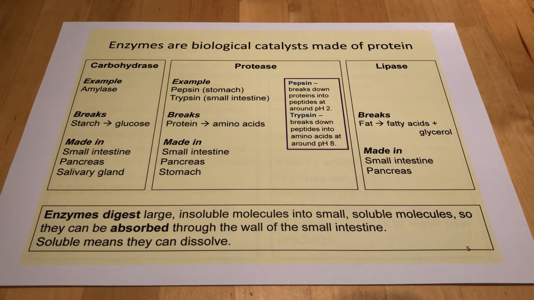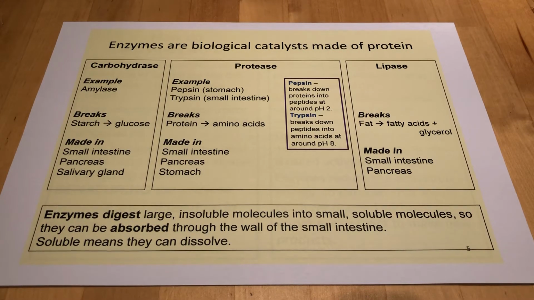Start with the carbohydrates. An example is amylase. It's made in the salivary gland. Again, we said it's not massively effective in the mouth. It then denatures when it gets to the stomach because of the acidic conditions, and then it's produced again by the small intestine and the pancreas for use in the small intestine. Remember, food does not enter the pancreas. And what that amylase does is it takes the large insoluble molecule, which is starch, and digests it, breaks it down into the small soluble molecule, which is glucose. And that's going to be used for respiration.